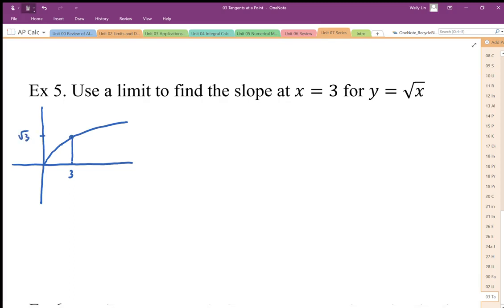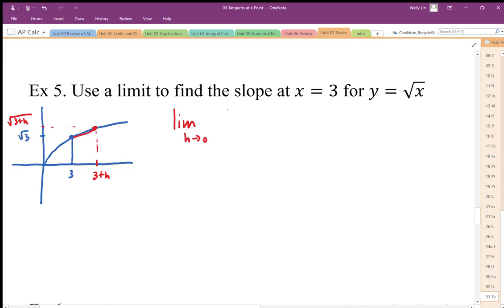And I'm going to choose some arbitrary point a little bit further away. We're going to say that that is 3 plus h. So that coordinate there is going to be square root of 3 plus h. And then I want to know the slope between those 2 points. So I'm going to do my limit. I'm going to let the h go to 0 again. Those 2 points are going to come closer together.